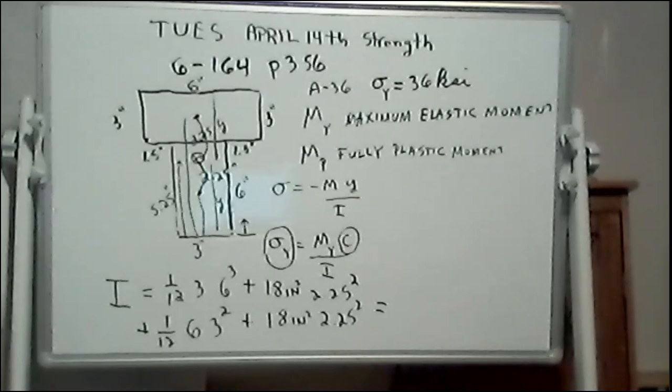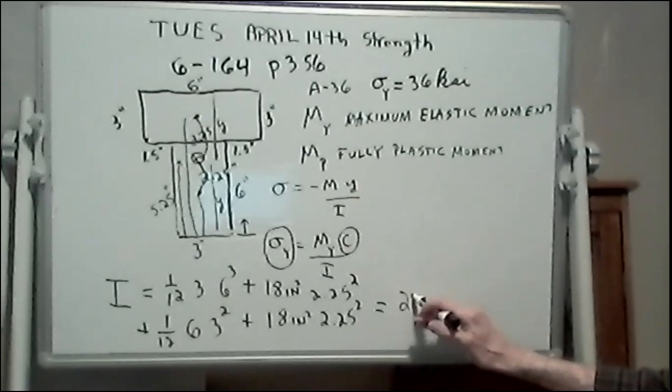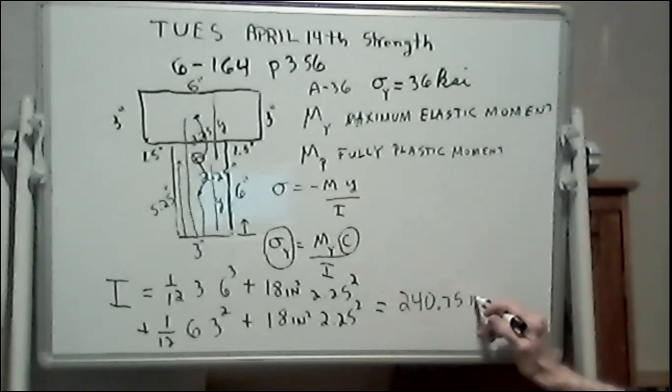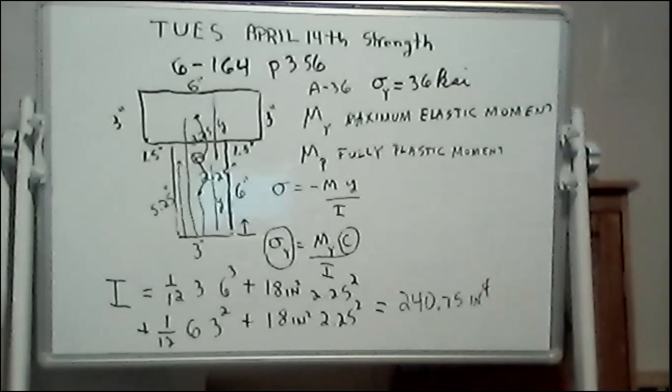Okay, I did all that and I got an answer of 240.75 inches to the fourth. Wonder if that's right. I got 249.75. Yeah, you're right and I'm wrong. I must have done something wrong. Let me do it again. My numbers are all correct. I just pushed the wrong button. I'm going to try again. But you got the right answer.